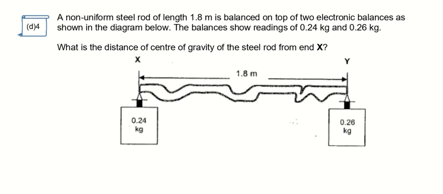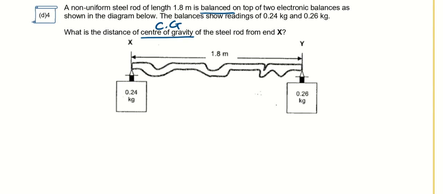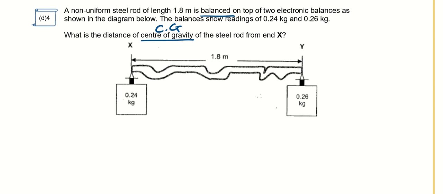So if you read through, you see that this thing is balanced, and also there is this term called center of gravity. So short form is CG. I think some of you may not have learned about CG, but center of gravity or CG is where the weight of the object seems to act in. So in this case, because this is not a uniform rod, over here it says that it is a non-uniform rod, right?